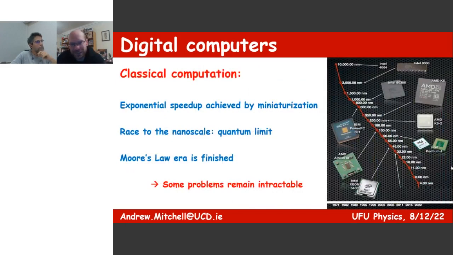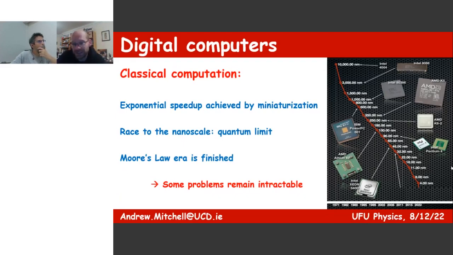So within classical computation, of course, I know you all know this, but the exponential speed up that we saw in the last few decades in classical computation, that was achieved through miniaturization, otherwise known as Moore's law, is certainly at an end, because with this race to the nanoscale, now we have transistor sizes in our chips that are just a few nanometers in size, and they can't get any smaller because it's already at the quantum scale. It's a really amazing testament to technological achievement that starting in the 1970s from the first Intel 4004 chip down to today's chips, we've reduced the transistor size by more than a factor of 1,000, which is incredible.